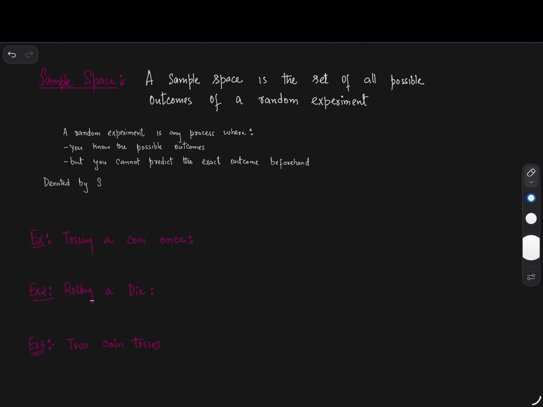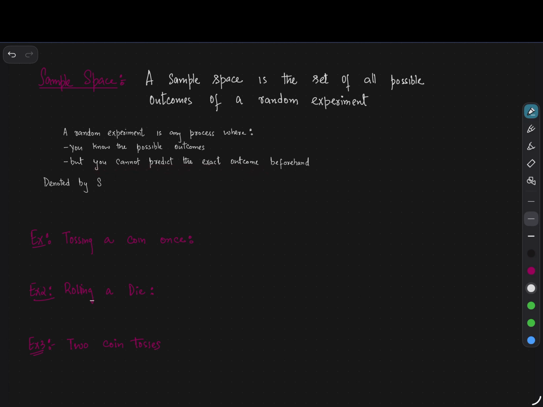Let us see what a sample space is. It is a set of all possible outcomes of a random experiment. And what is a random experiment? A random experiment is any process where you know the possible outcomes. So in a random experiment, we know the possible outcomes, but we cannot predict the exact outcomes beforehand.